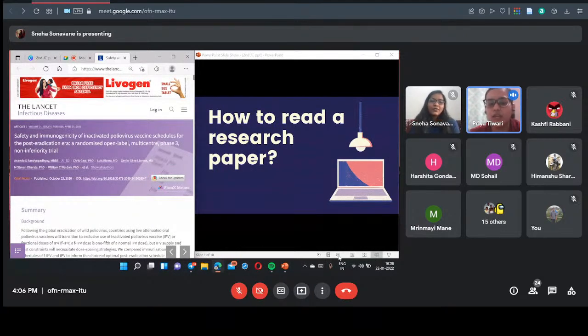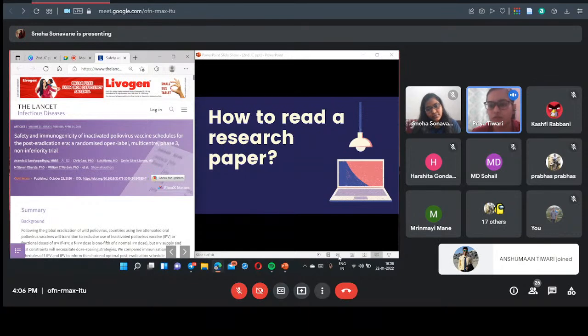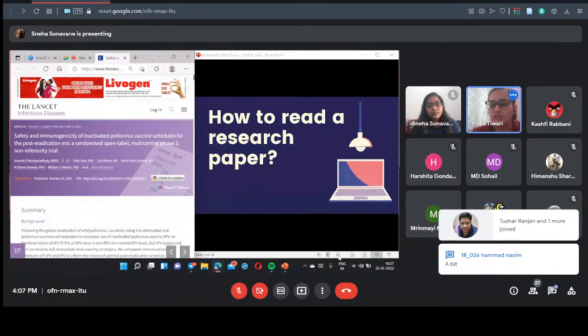In journal club we do paper presentations and try to discuss the different types of research papers in them. So let's begin. Our pre-session topic today is how to read a research paper. Does anyone have any idea how to read a research paper? Have you read research papers before? You can answer in the chat section. A bit, okay.